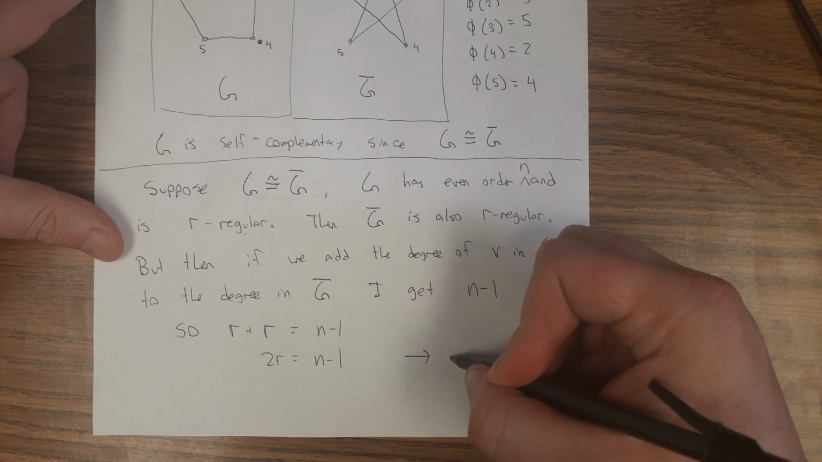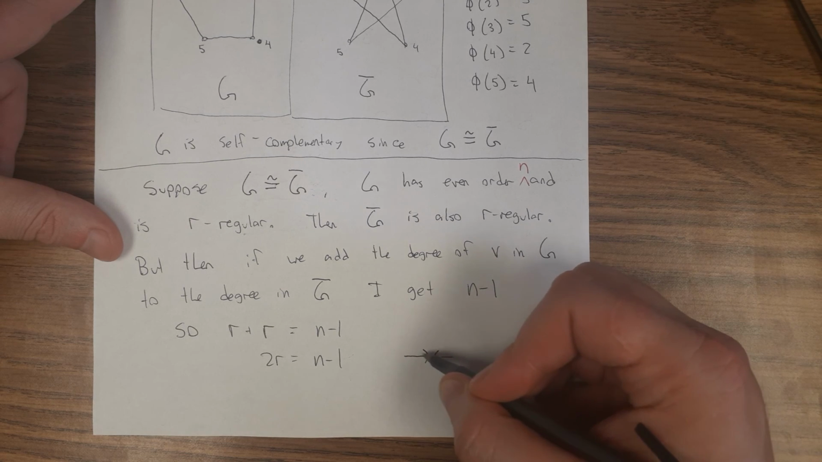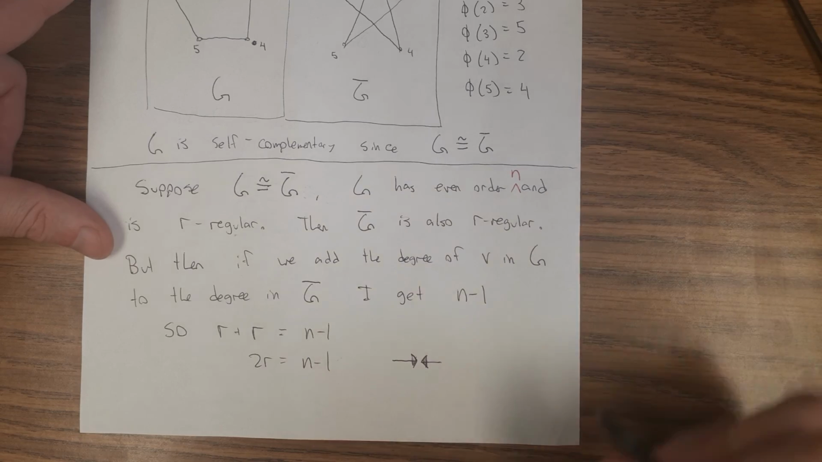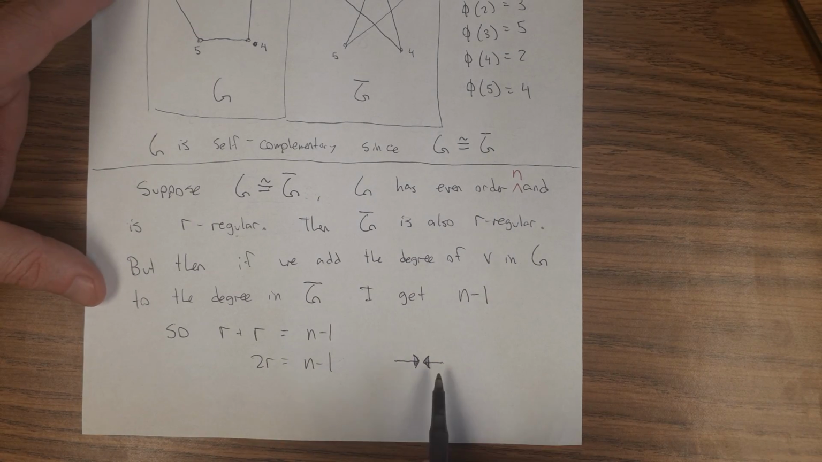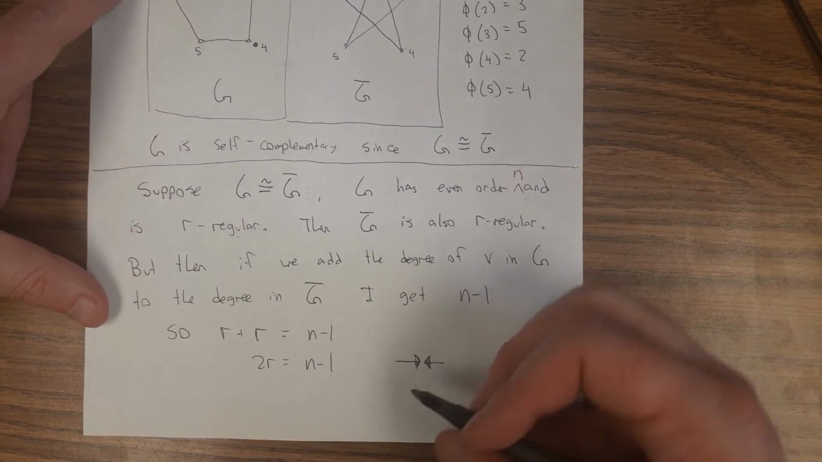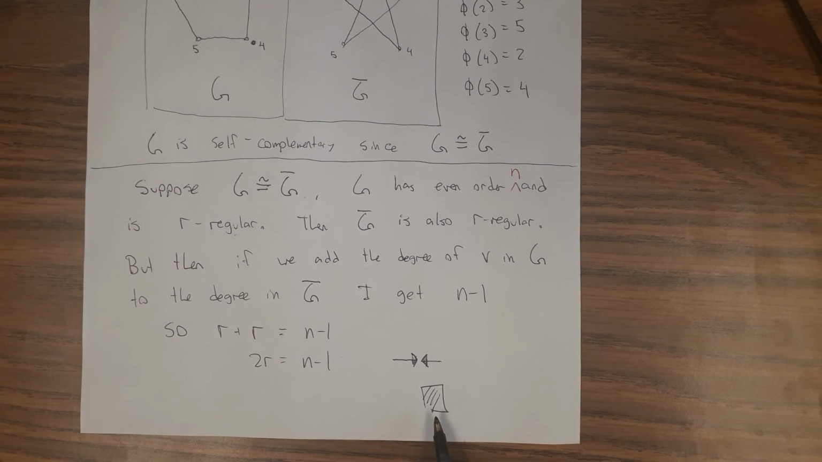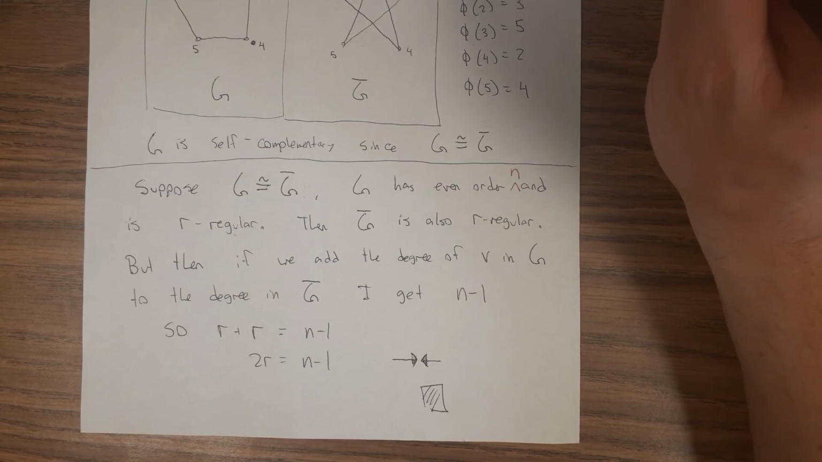So when I reach a contradiction, I draw arrows pointing to each other, and this is not just me. This is a common symbol for a contradiction. So that's the end of the proof, because this was a proof by contradiction. So this is a proof box that I put at the end of a proof.